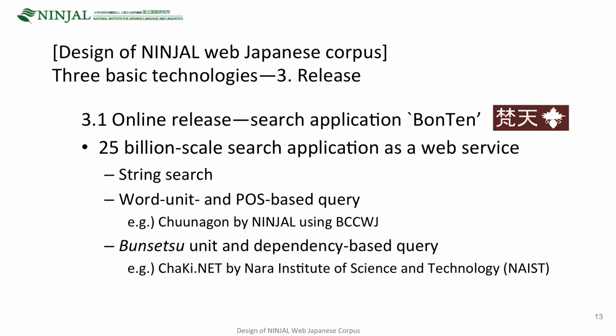The search application provides functionalities including string search with a keyword in context, quick view. It provides a corpus concordance system with word unit and parts of speech-based query, similar to the Chunagon system using BCCWJ. It also provides a corpus concordance system for a bunsetsu unit and syntactic dependency queries similar to the Chaki.net system. A tutorial video of Bonten will be provided in the future.